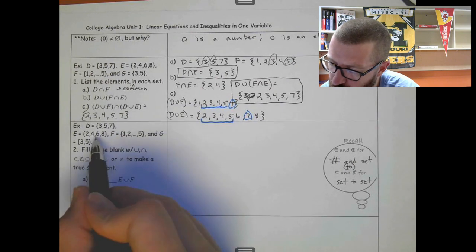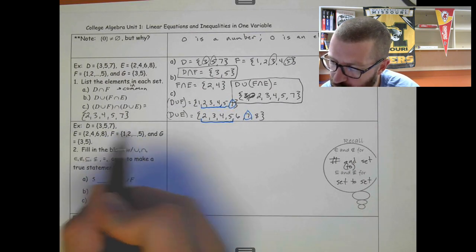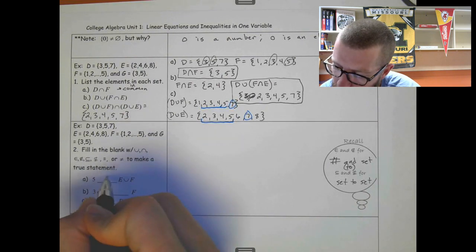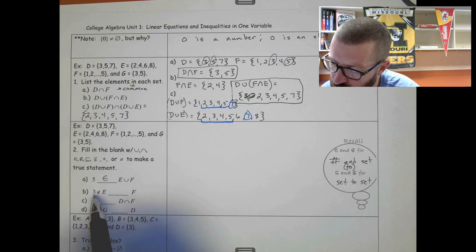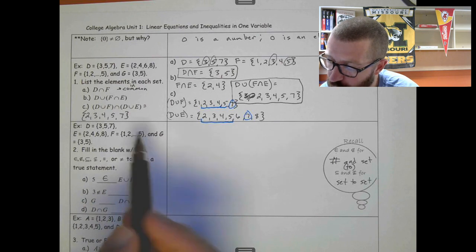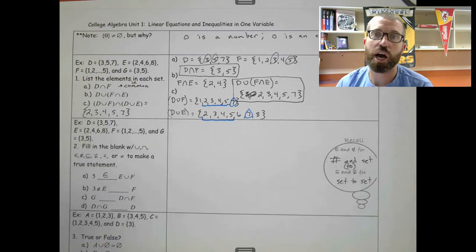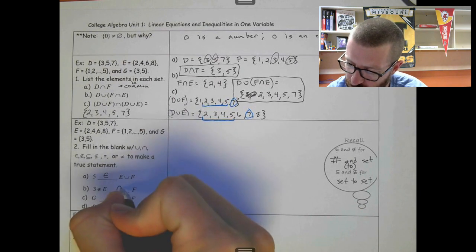Well, E union F would be putting these together, and so 5 would be included if you combine those. So 5 is an element of E union F. 3 is not in E something F. So I want to get 3 out of there. So 3 is not in E, 3 is in F. So if I intersect those, if I see what's in common, they would not have a 3 in it. So 3 is not in the intersection.